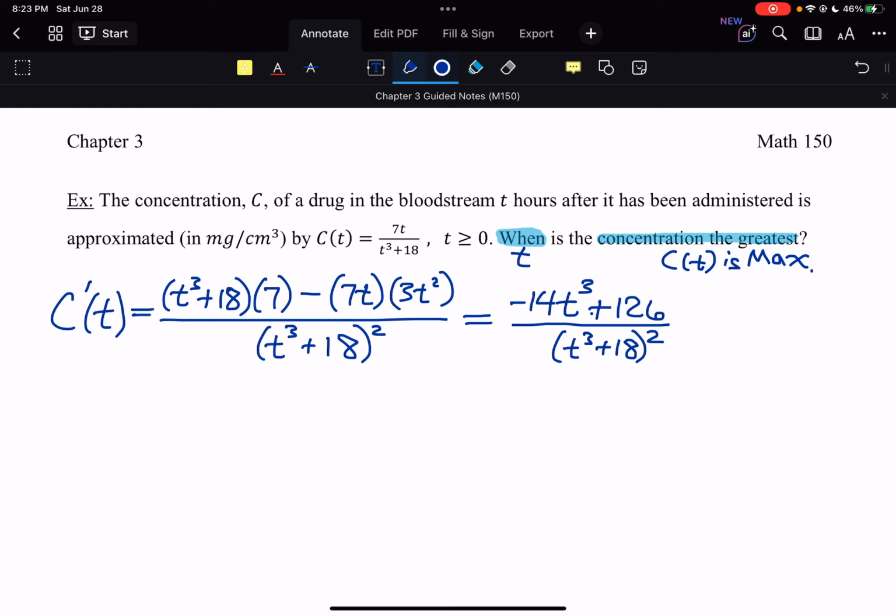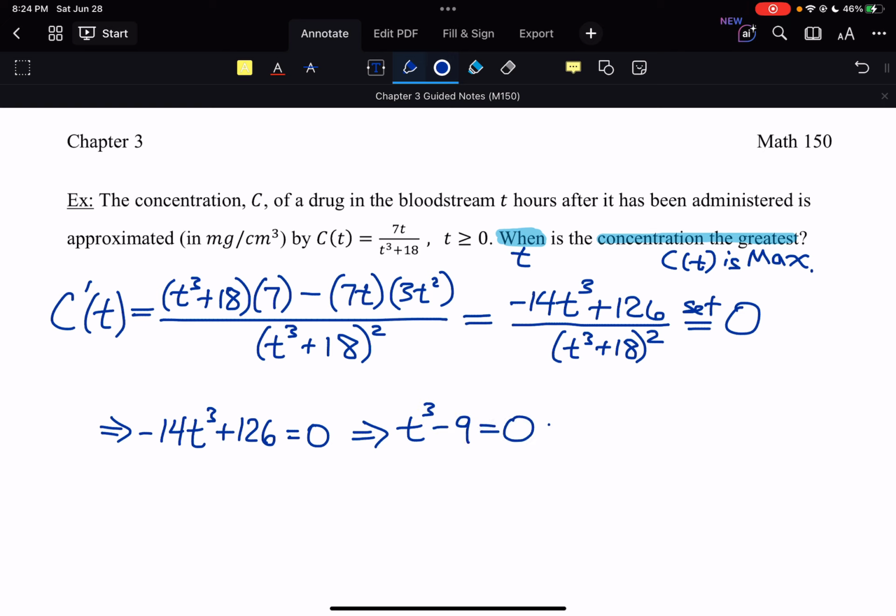So if we take a look at that numerator, we set this equal to 0. The numerator is the important part, because if the value doesn't exist from the denominator, that's not going to help us. So we get negative 14t cubed plus 126 equals 0. This one is actually divisible by 14, or by negative 14 if you like. So that would give us t cubed minus 9 equals 0. That gives us t is the cube root of 9.